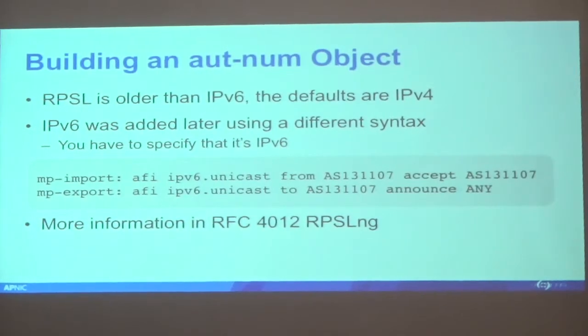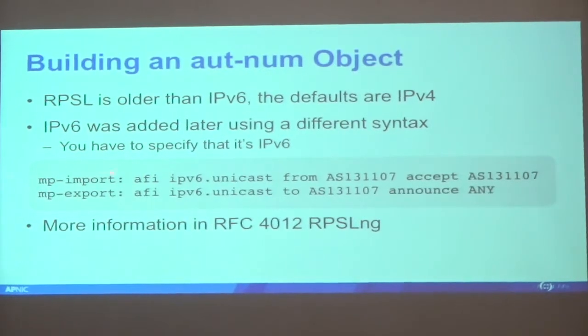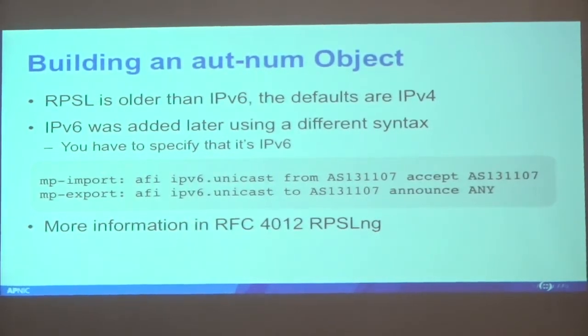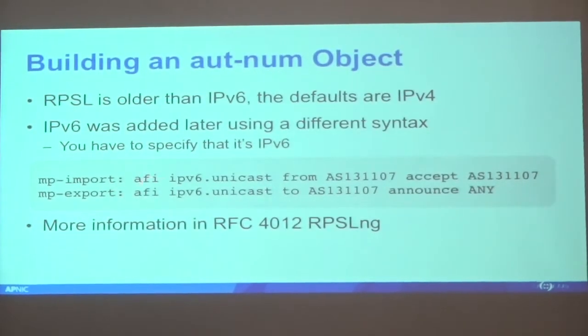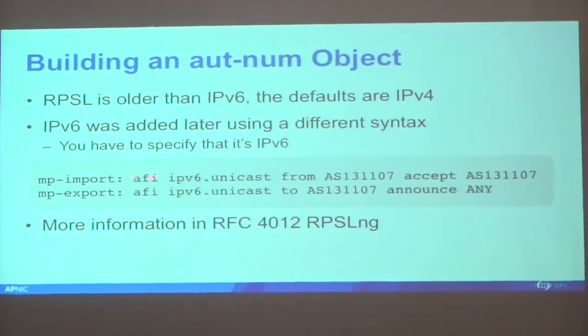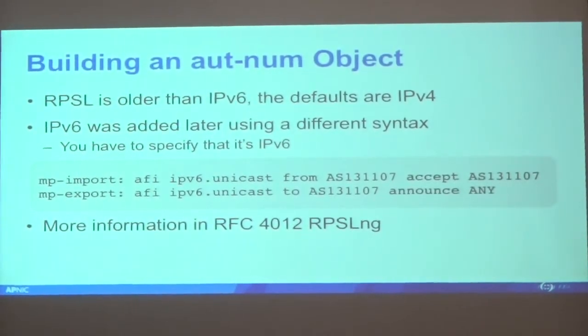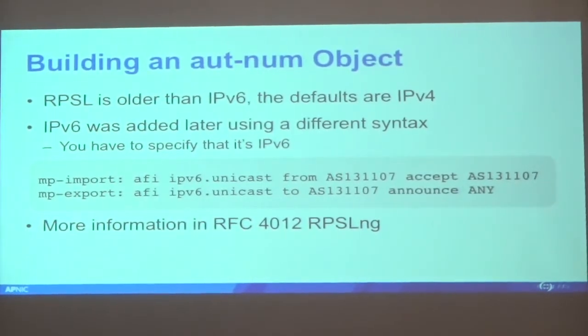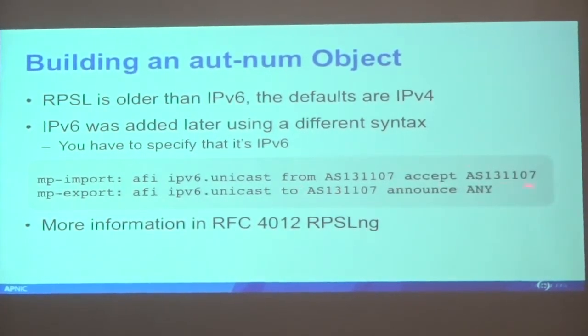This one is a very good example. Aut-num object. Notice we're using MP-import and MP-export. And if you look at these import and export statements from the previous slide, it's kind of different. You have your AFI ipv6.unicast. So you always add this if it's MP-import and MP-export, meaning this is for v6. So afi ipv6.unicast, and then the others are kind of the same.